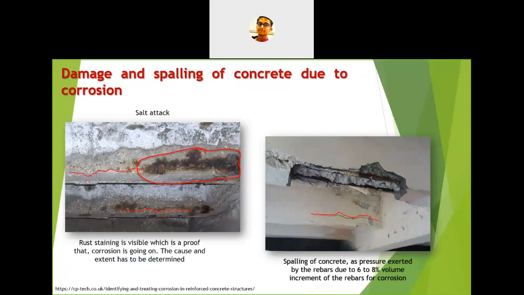Here on the right side, you can see how the concrete can spoil due to the volumetric pressure exerted by the corrosion products. We already discussed in the last webinar that there may be a 6 to 8% volume increase due to corrosion. You can see how significantly the cover concrete has been affected. In the case of corrosion, you can always see the cover concrete getting affected, because the strength of the cover concrete is somewhat less and it is very weak in tension. So due to this pressure, the cover concrete is affected first.